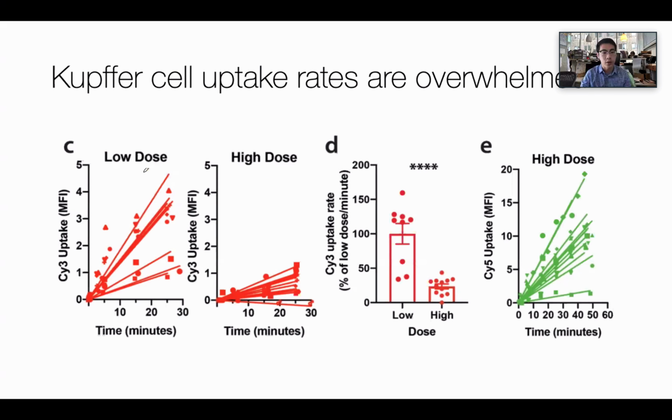And we just show this in graph form, the low dose and the high dose. This is the uptake over the time course of minutes. And what we see here is that we have a significant difference in the uptake rate between the low dose and the high dose. And if we image in the high dose channel, we find that there's continuous uptake of nanoparticles over the course of 60 minutes. And so we conclude that the uptake rates are overwhelmed, but the capacity is not overwhelmed.